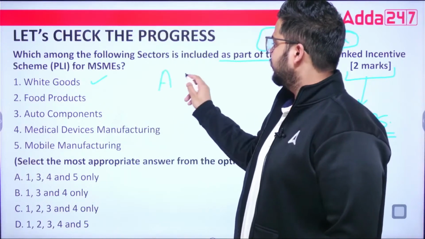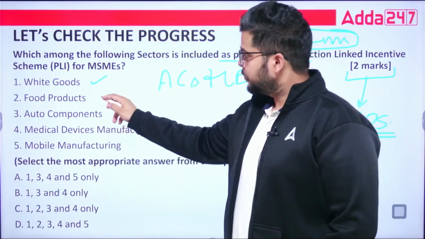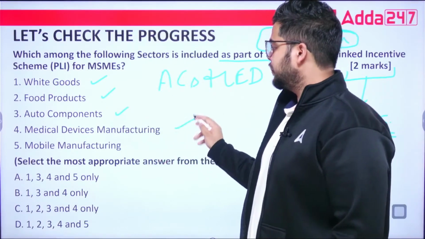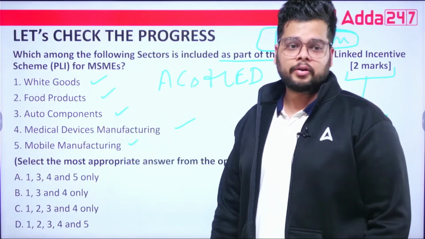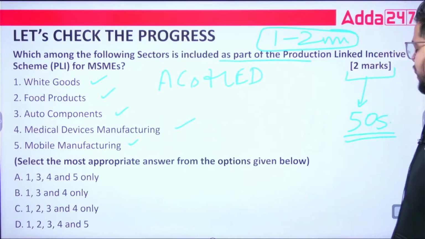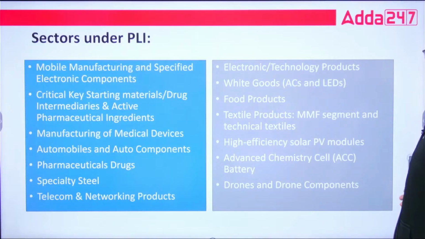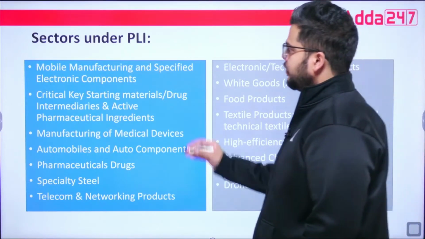Your ACs and LEDs, they form what? White goods only. Food products, yes, they are a part. Auto components, again, yes. Medical devices manufacturing along with the mobile manufacturing. So all these 5 sectors are included in the PLI scheme for MSME by Government of India. So option D will be the right answer here. Okay, for all of you who have marked D as the correct answer, you can add 2 marks in your kitty. Okay, so let's see one by one what all important sectors are there for your PLI scheme.